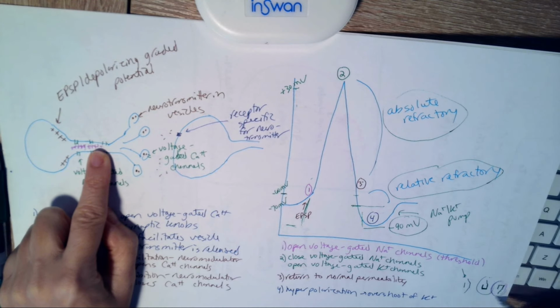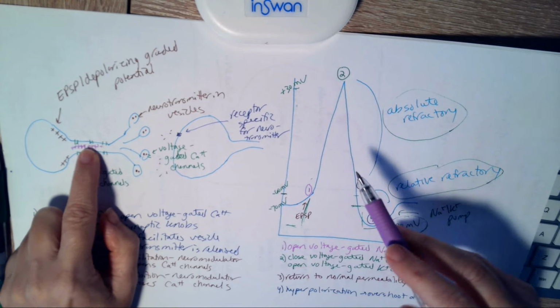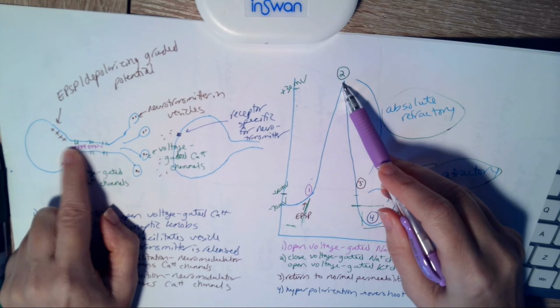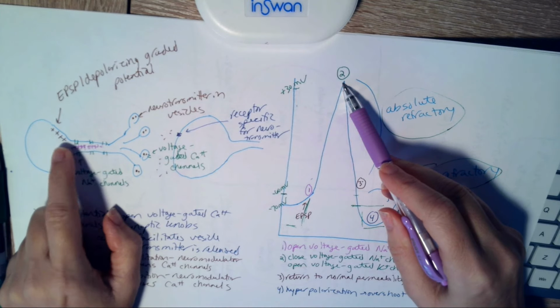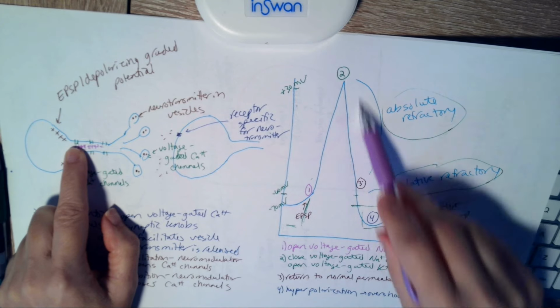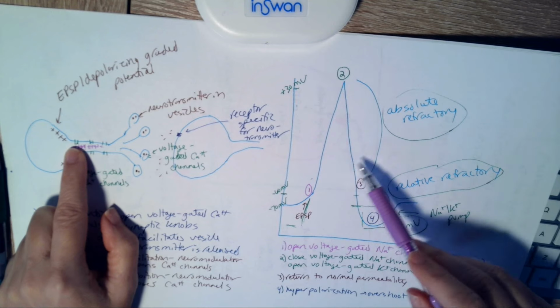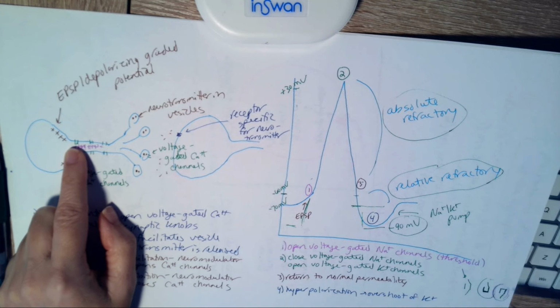So we can open our voltage-gated sodium channels. But the ones in front, so this one, while this middle one is at the peak of its action potential and the sodium's diffusing in all directions, this one is in its absolute refractory period. So even though sodium is coming in and trying to depolarize the cell there, it will not open these voltage-gated sodium channels because they are closed.